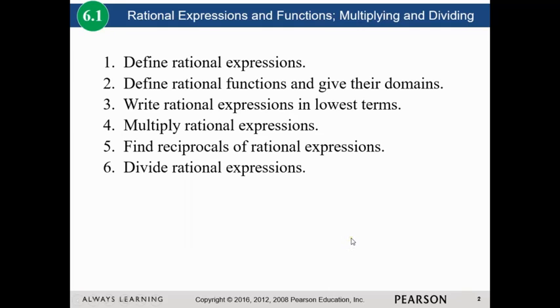All right, so we're continuing on with section 6.1, and we're going to continue on with the remaining three objectives. Objective 4, multiply rational expressions. Objective 5, find reciprocals of rational expressions. And Objective 6, divide rational expressions.